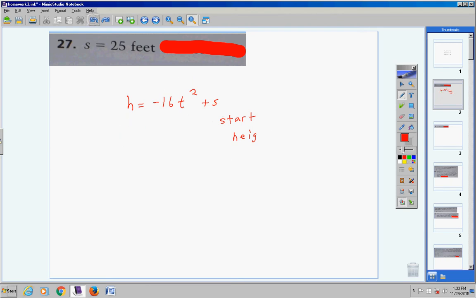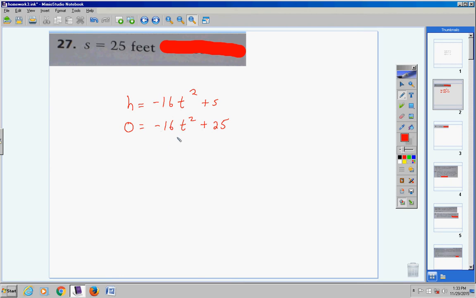Now, the problem says you have an s, or a starting height, of 25. So for s, I'm going to put 25. Do you see that right here? In the directions, it says, how long will it take for the object to hit the ground? That means at the end of the problem, your object's laying on the ground, so your ending height is 0. So now we go ahead and we solve for t.